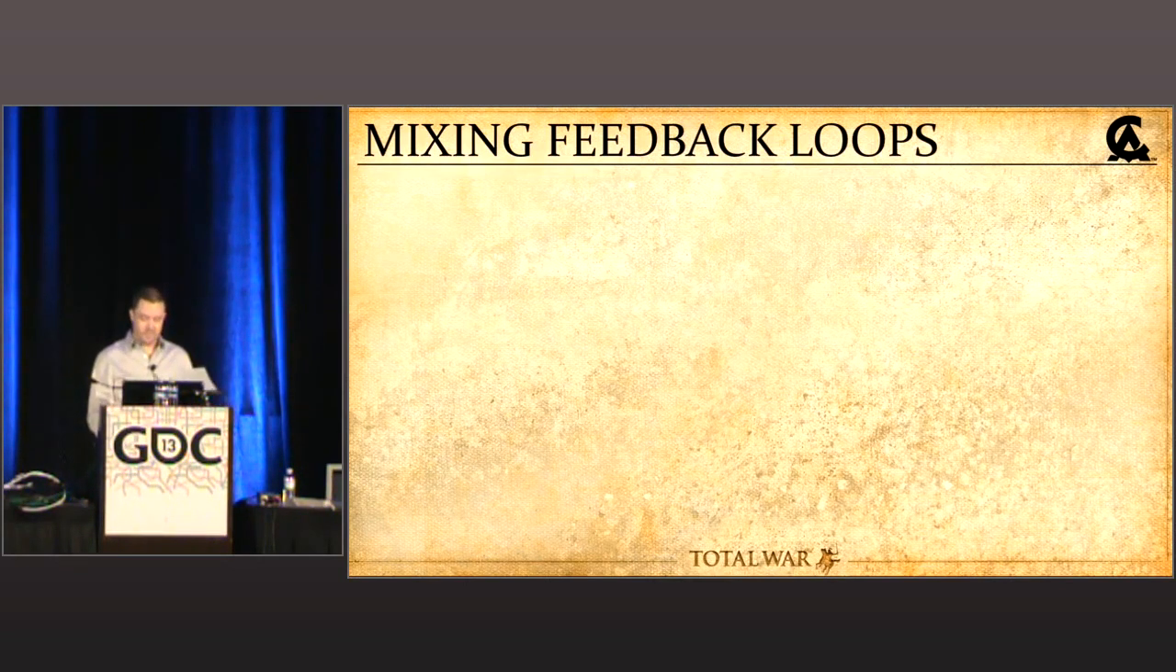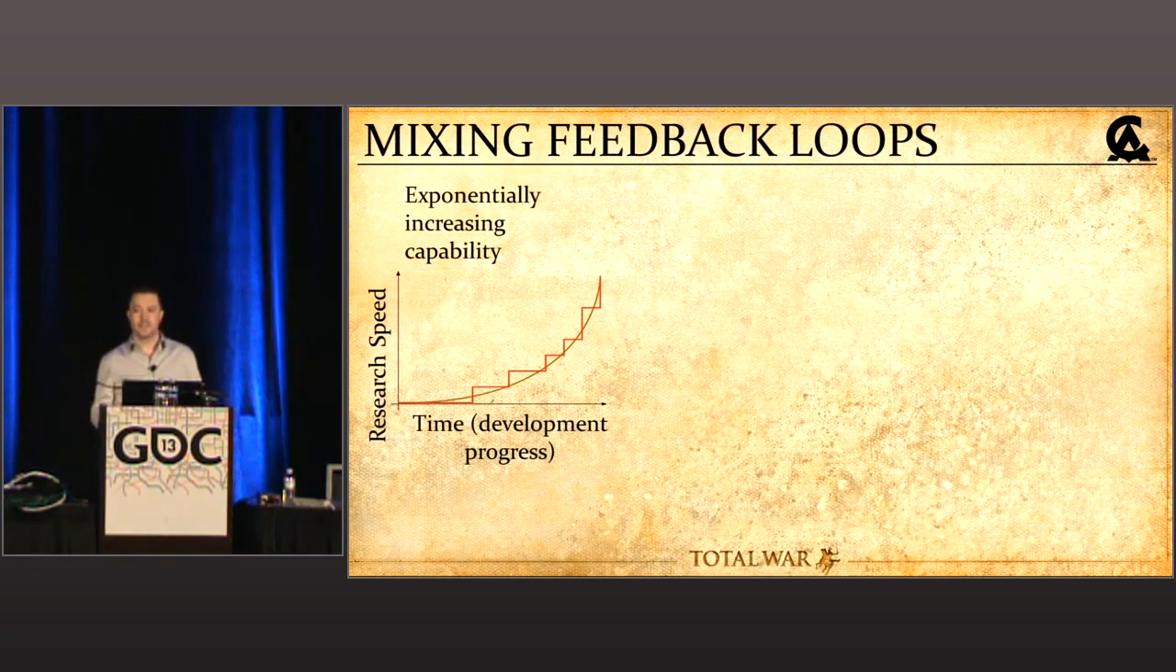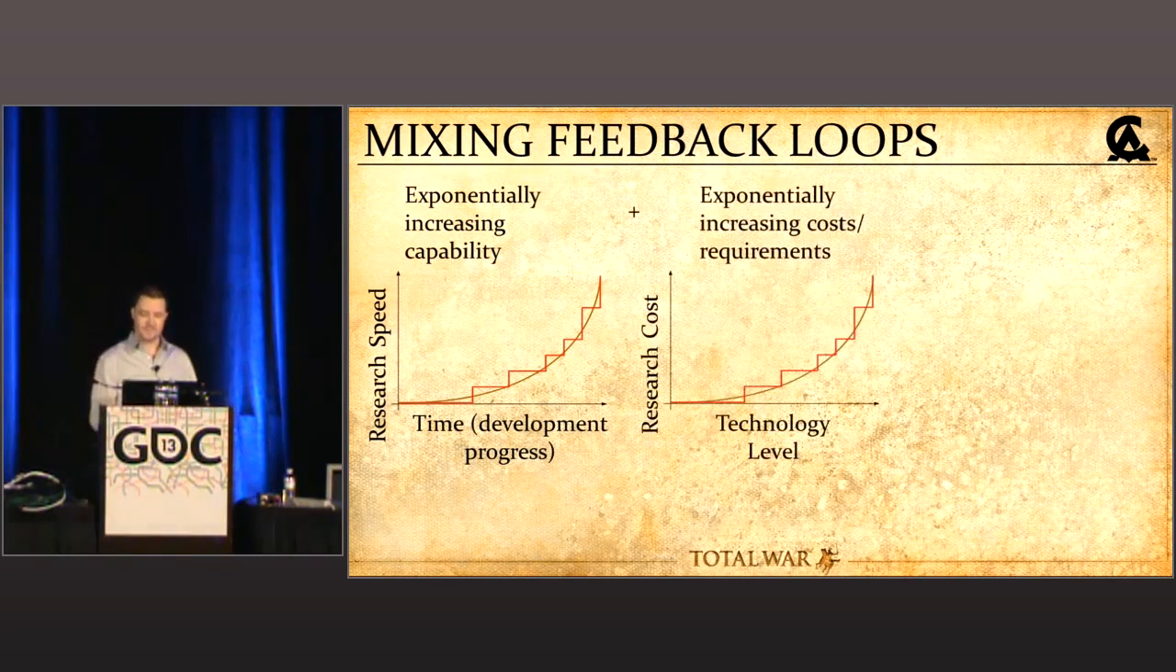So, for example, another example in Total War, generally you'll have research capability that increases as you progress through the game, right? So it's a step function there because, for instance, you might be building universities that increase the speed at which you can research. But at the same time, you've got exponentially increasing research costs, right? Higher level techs take more to research. So the point here is that the dynamics can get pretty complicated and unpredictable.